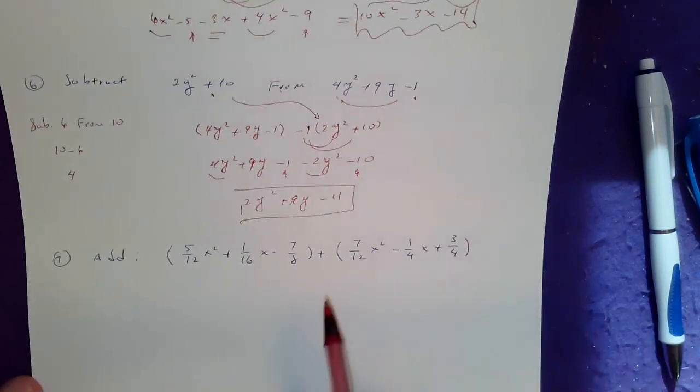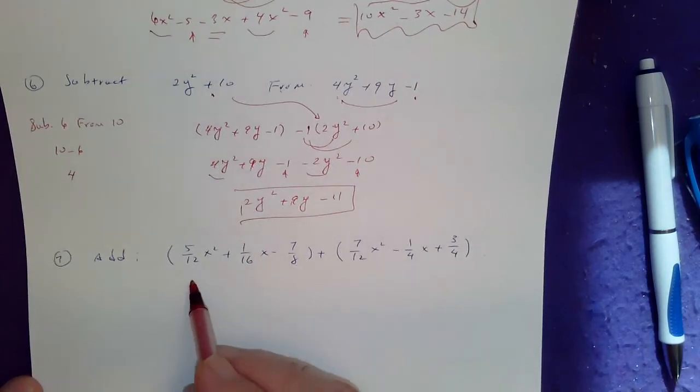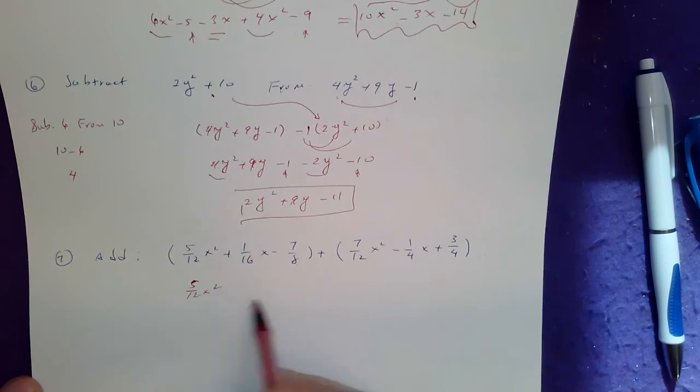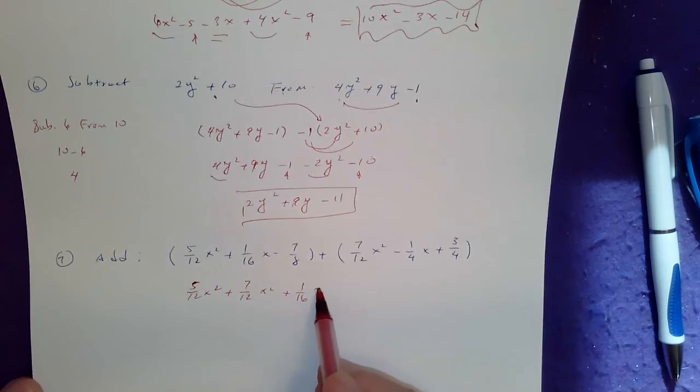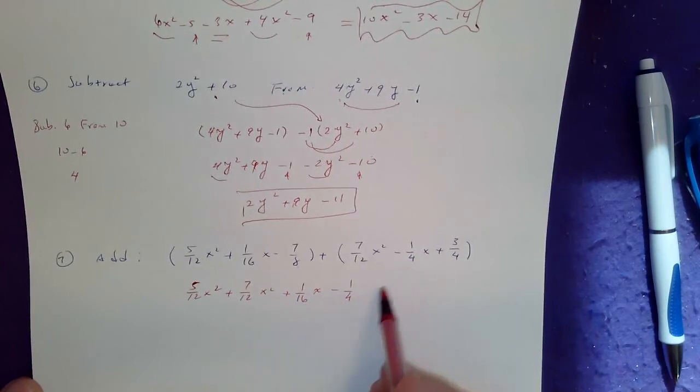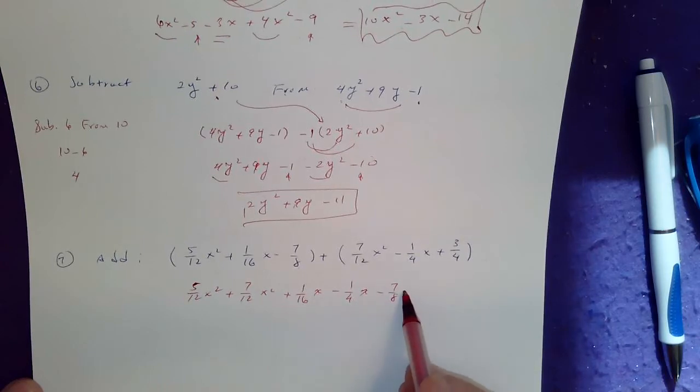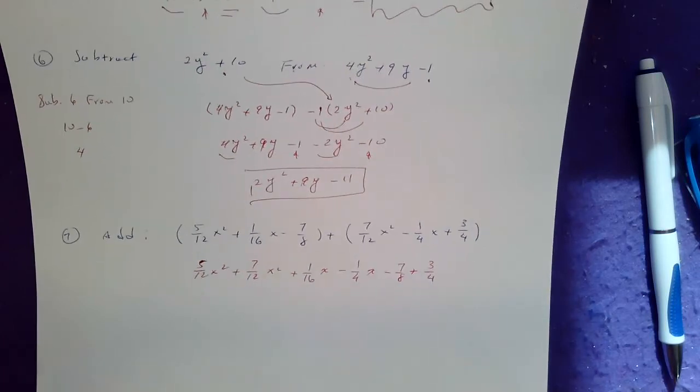Unfortunately or fortunately, depending on how you like fractions, sometimes you have fractions. So in this case, I have 5 over 12 x squared, which I get to add to 7 over 12 x squared. Then I have 1 over 16 x, which I get to add the negative 1 over 4 x to. Then I have negative 7 over 8, which I get to add 3 over 4 to.